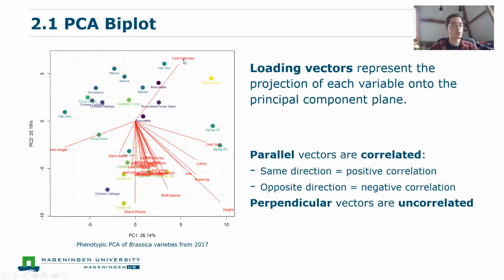Perpendicular vectors are uncorrelated. So, for instance, you can go higher on leaf hairiness but not affect your lobes variable, if that makes sense. So that's how you interpret the PCA. With a combination of the points and the vectors, you can know more or less each point that you have, how much or how little it has from variables, and you can also see how the variables relate to each other.